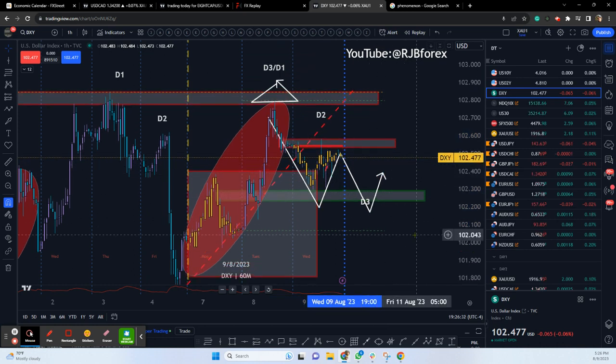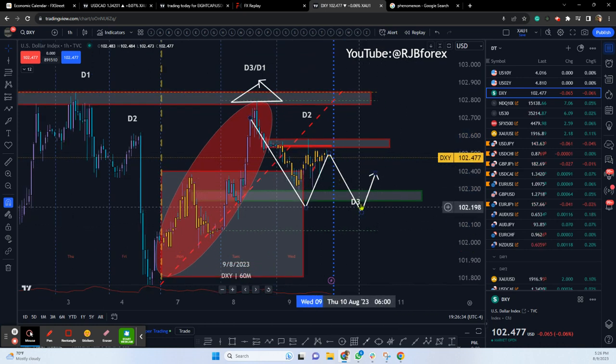So we might find that we're going to get a parabolic, fast move that doesn't come back on itself in Asia, potentially in London, most probably in the US, because just like the day count, it takes 3 days to build up. It can take 3 sessions to build up for the reversal.